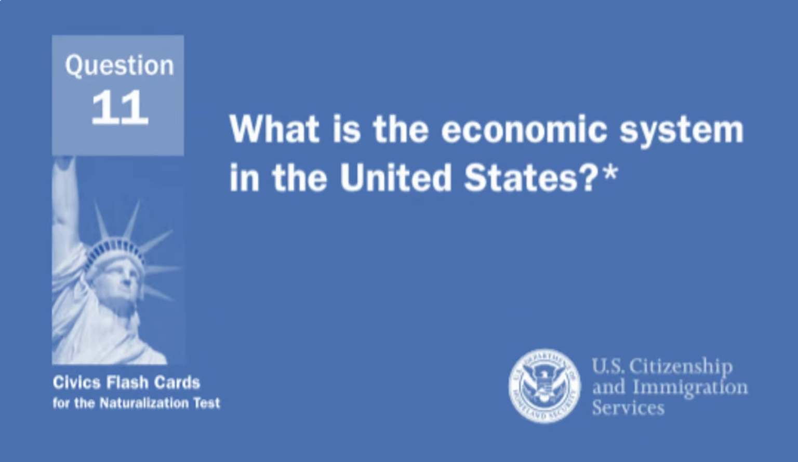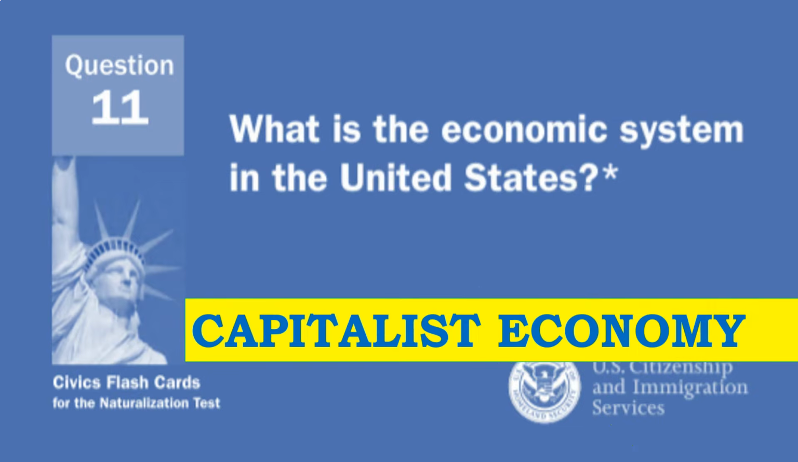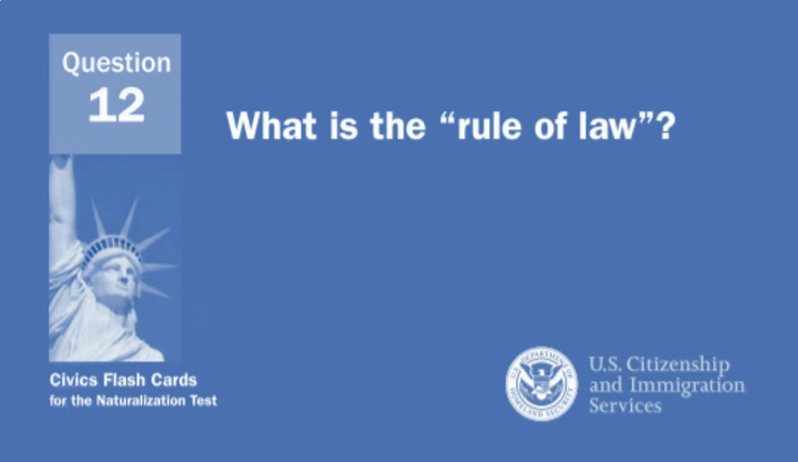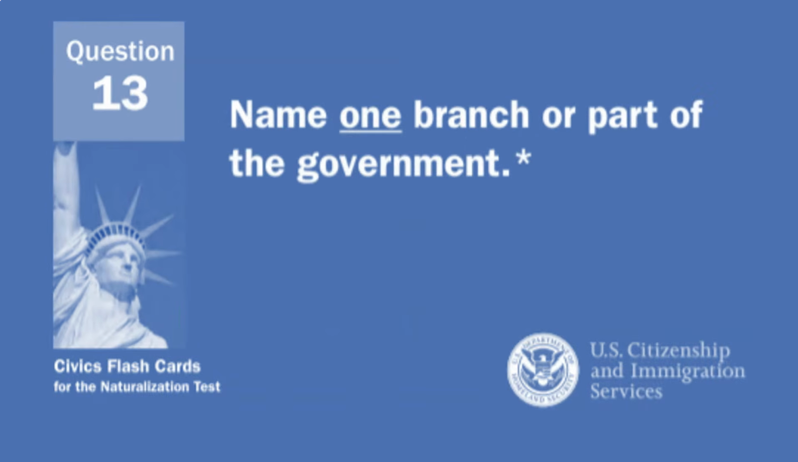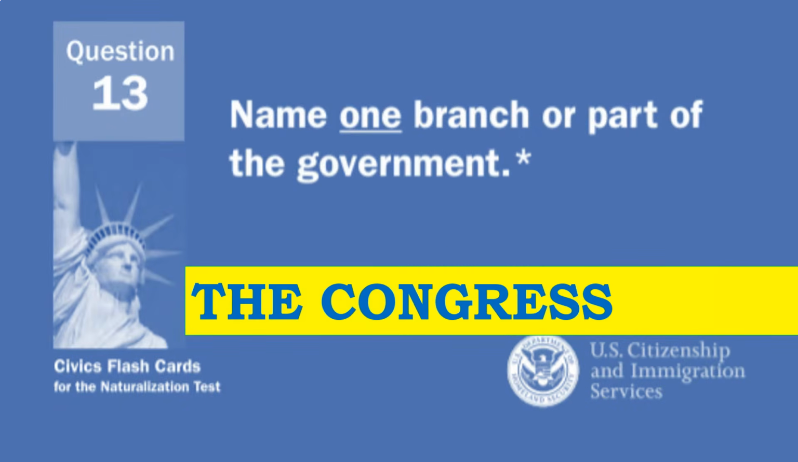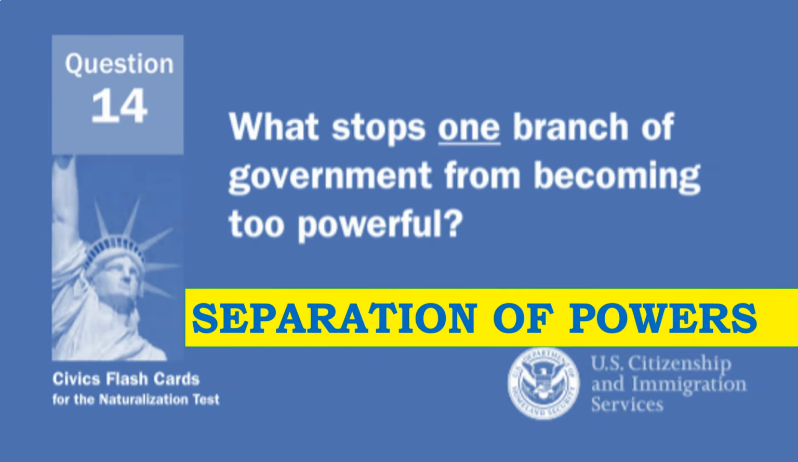What is the economic system in the United States? Capitalist economy. What is the rule of law? Everyone must follow the law. Name one branch or part of the government. The Congress. What stops one branch of government from becoming too powerful? Separation of powers.